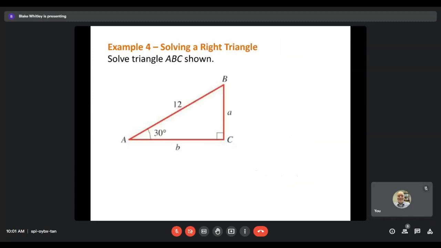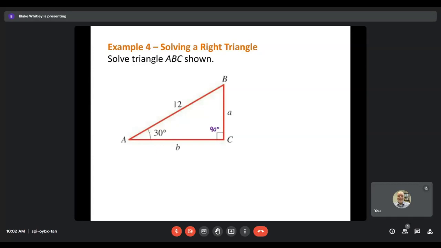All right, number 4, we want to solve the triangle ABC shown. Now, anytime it asks you to solve a triangle, it's asking you to actually find all the missing angles, all the missing sides. And it really does not matter what order you find them in, as long as you find everything that's missing. Now, looking at this triangle, I know that I have a 90-degree angle, because it's a right triangle, so we know this one's 90 degrees.